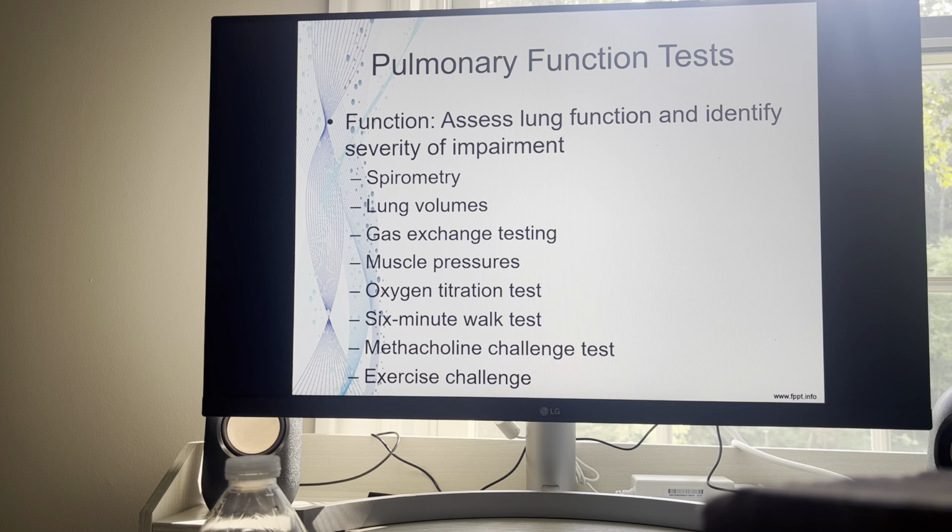Or also available is the exercise challenge. That's where the patient exercises on a treadmill in lieu of methacholine. So the patient would do a baseline spirometry, then either hit the methacholine pipe or jump on the treadmill, and then repeat the spirometry.